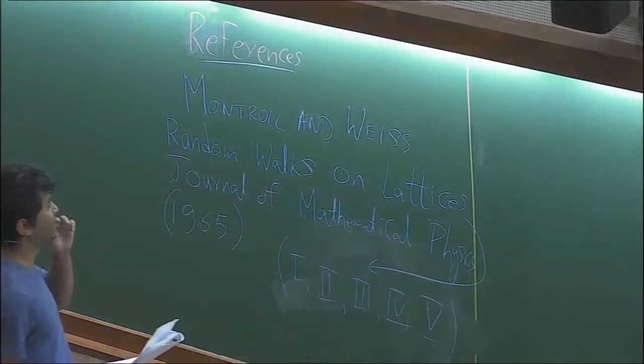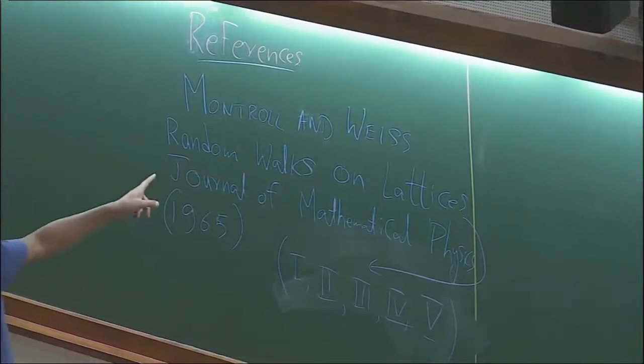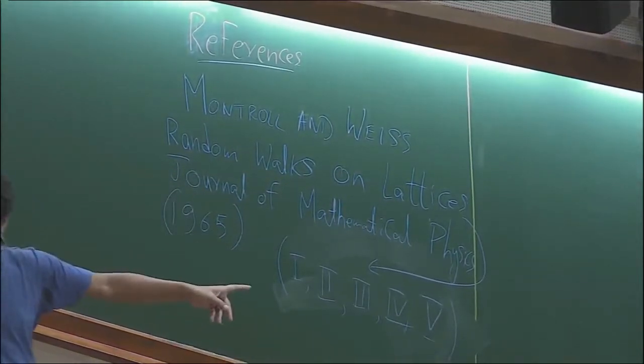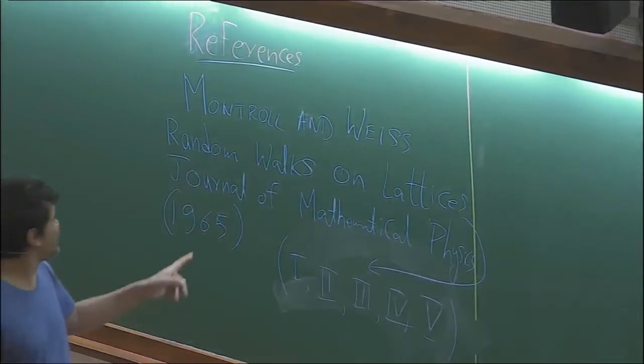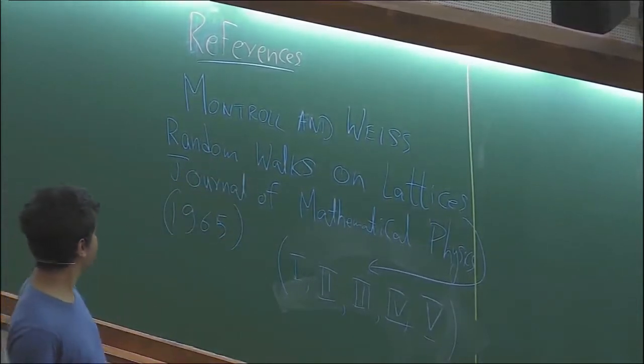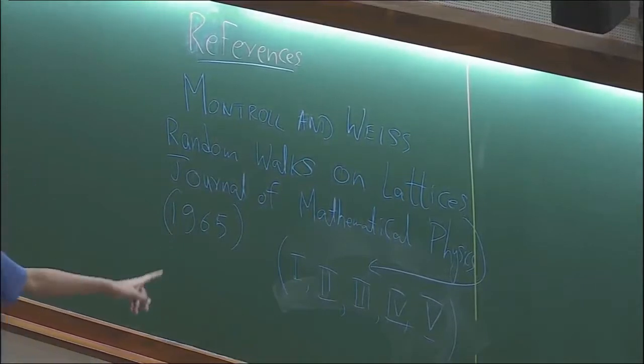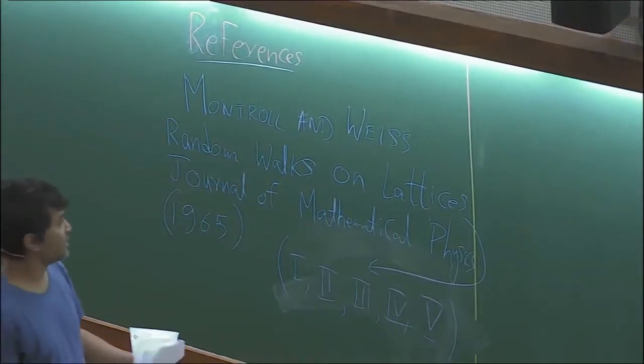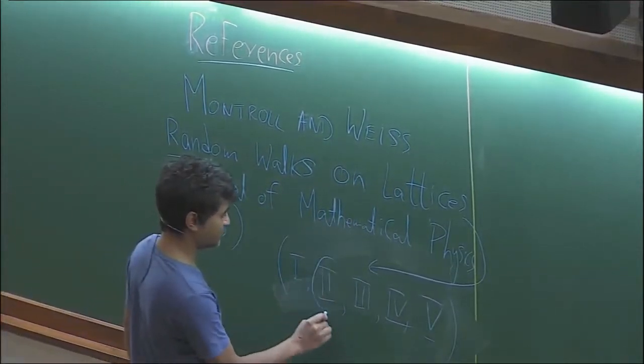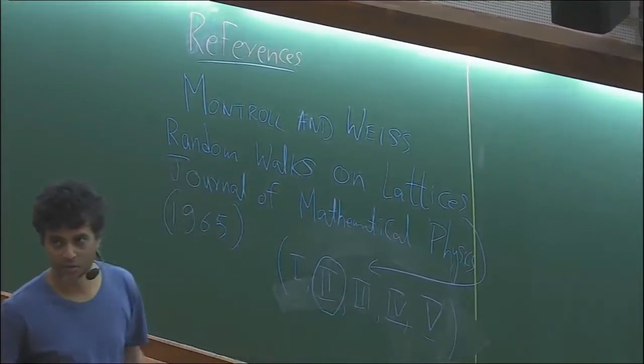Okay, so there's this series of papers called Random Walks on Lattices. There's 1, 2, 3, 4, 5, and I don't know if there are more, by Montroll and Weiss in the Journal of Mathematical Physics, 1965. For what I was teaching, I think this is most relevant too.